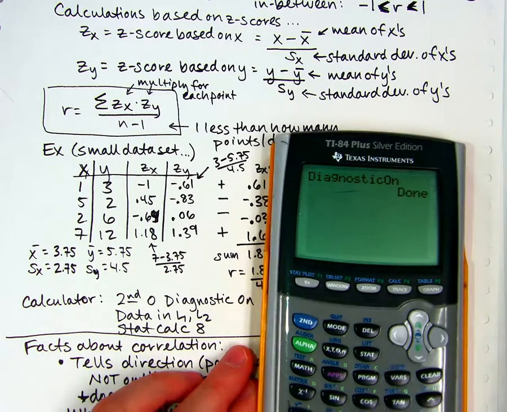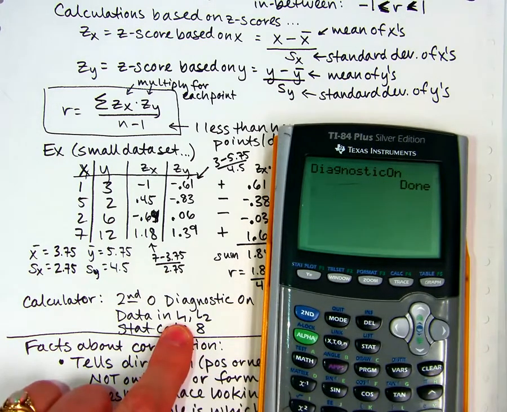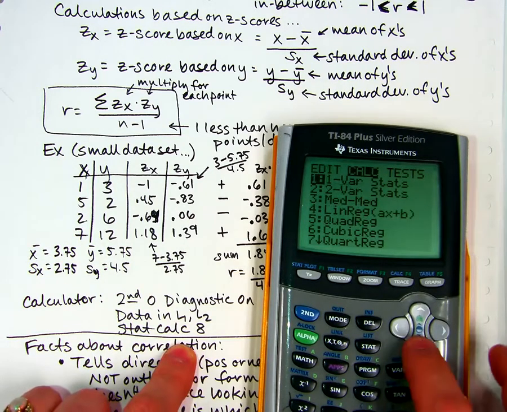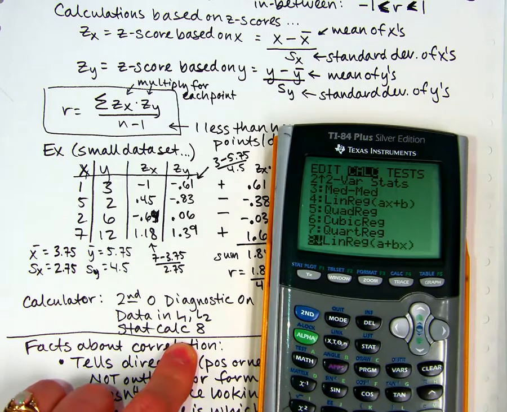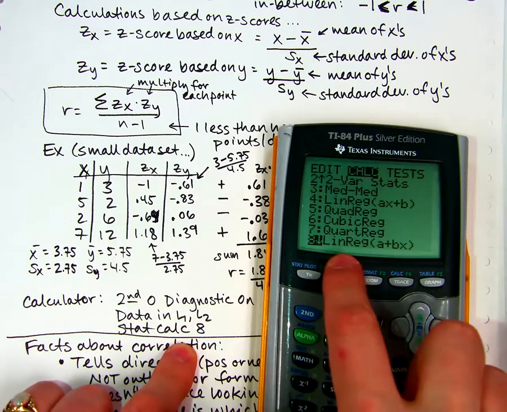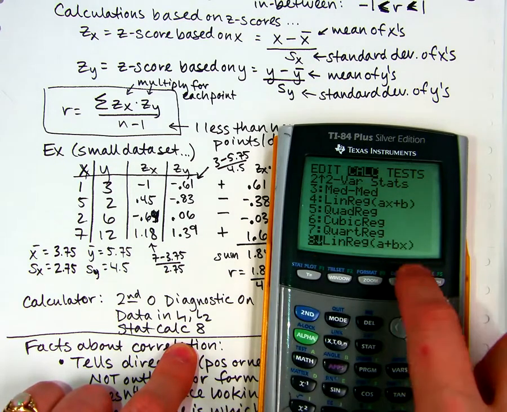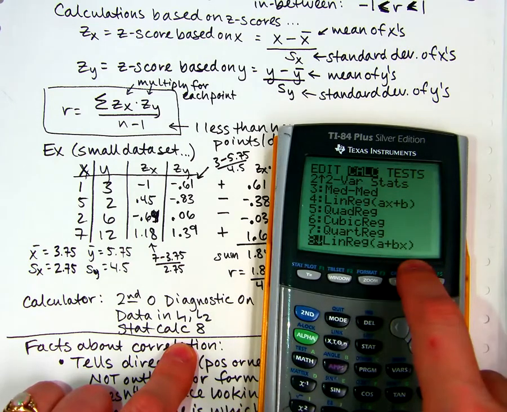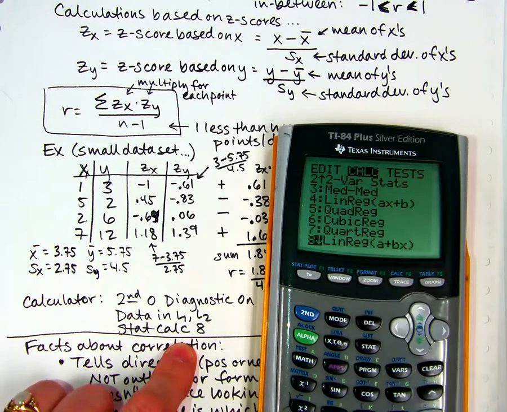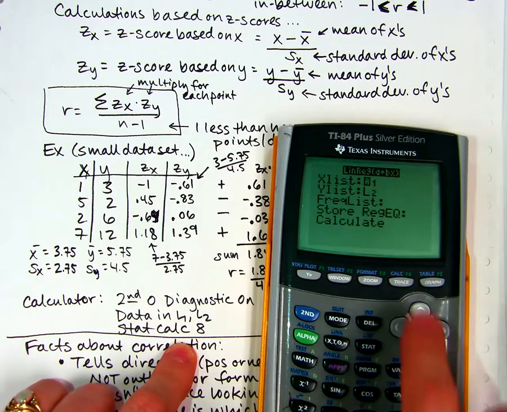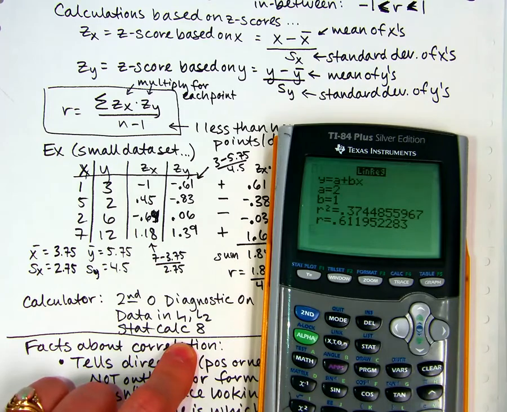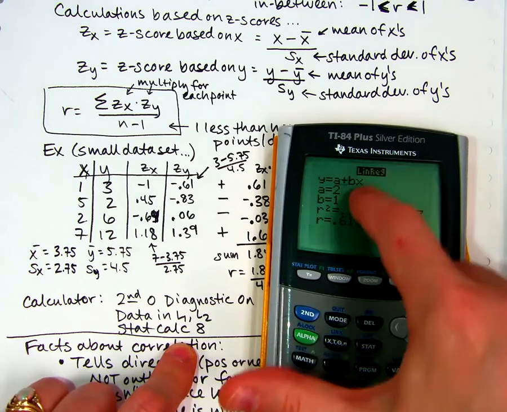Now that it's on, I have my data in list 1 and list 2, and then I could go stat, calc, and choose number 8. And this actually is a little bit of lesson 3 too, because this is how you get the regression line. I like number 8 better than number 4 because our book does it this way. I'll tell you why in the next lesson. A plus bx, enter, and list 1 and list 2, and enter. And it gives me the line of fit, which is great.